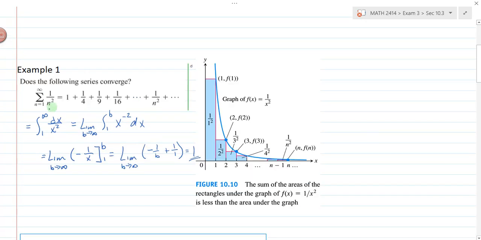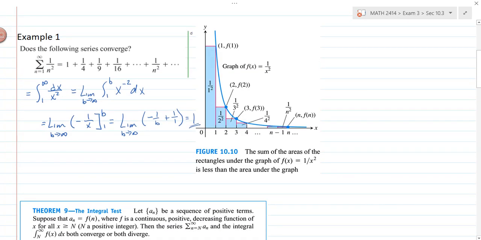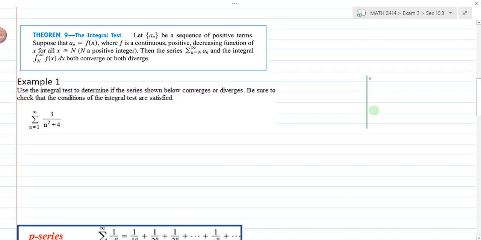This looks an awful lot like the harmonic series up here, except that we had a power on the n in the denominator. The harmonic series diverges, whereas this series is going to converge. And we showed that using the integral test.